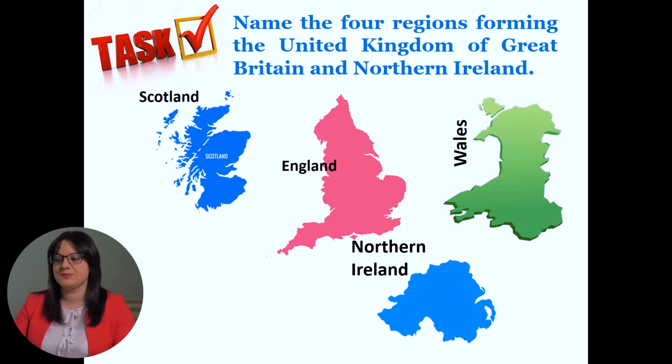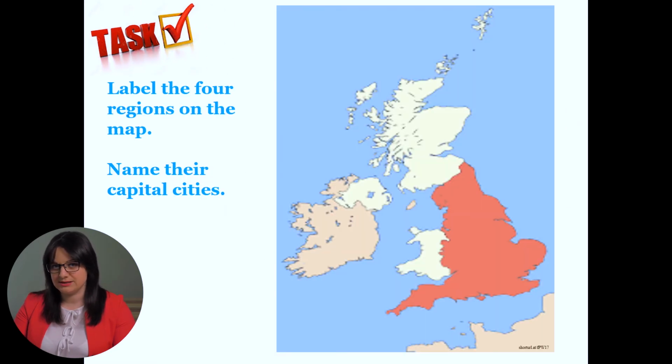Let's check. You have the map of the UK on the screen. Label the 4 regions on the map. And let's name their capital cities. England, the largest part of the UK, with the capital London.